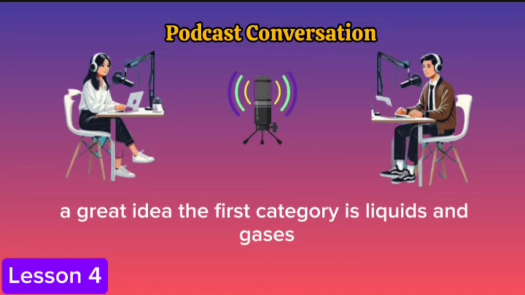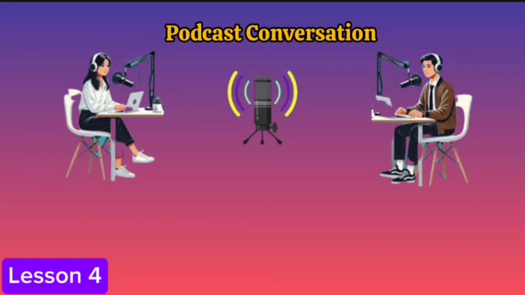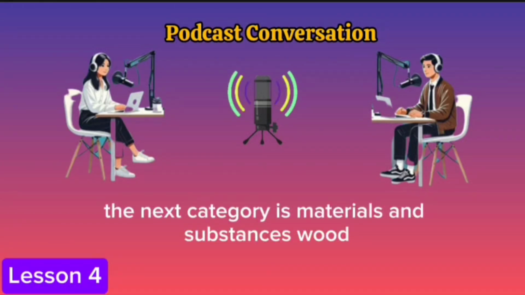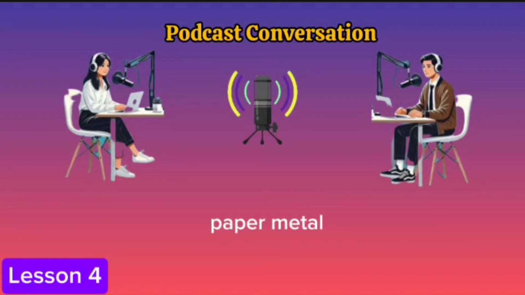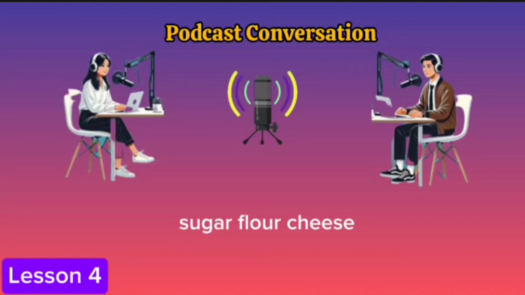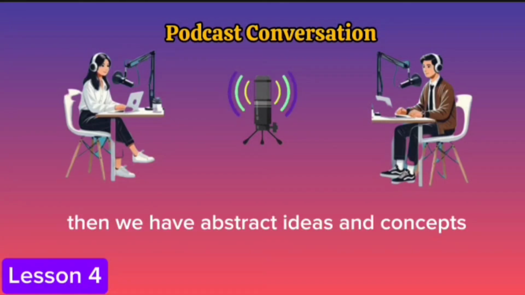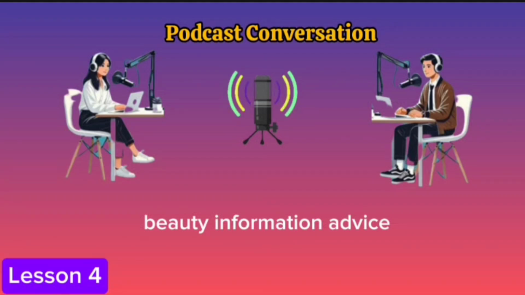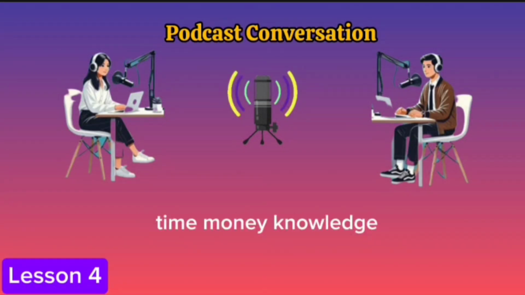A great idea. The first category is liquids and gases. Water, coffee, milk, tea, wine, air, oxygen, smoke. The next category is materials and substances. Wood, paper, metal, gold, sand, rice, sugar, flour, cheese. Then we have abstract ideas and concepts. You can't touch these things. Love, happiness, sadness, beauty, information, advice, time, money, knowledge, music.